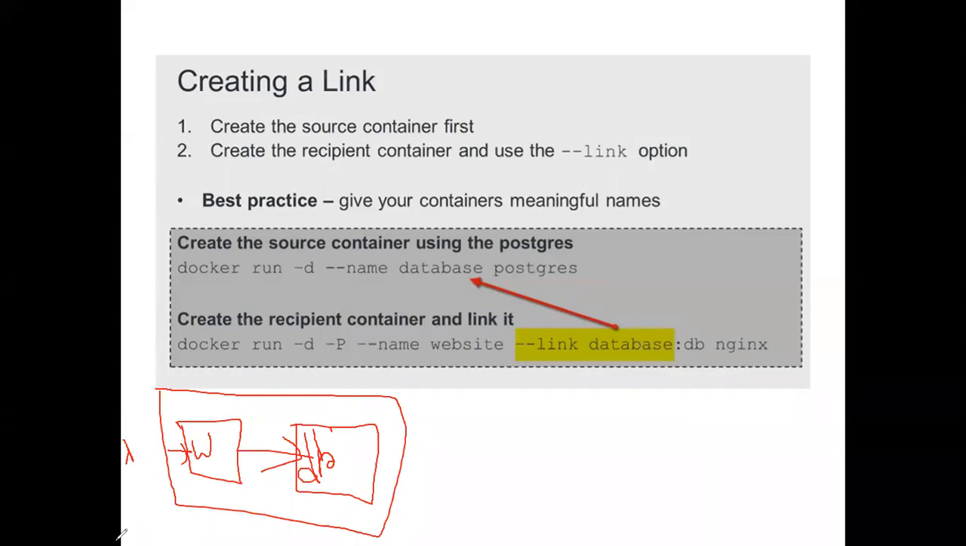Now create the recipient container and link the above. So if you look at this, docker run -d -p that we know. Name website is also given there. So docker run -d -p --name, like what is the application that you want to have deployed. In this case, it is website. Link that with the database container. So I have to provide the database container name, again colon, and then -d and space nginx. Now let's see how the output will be.